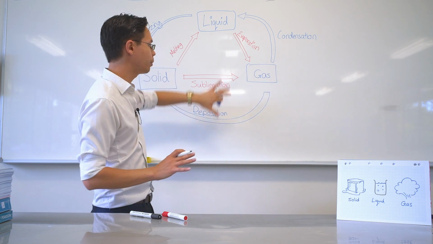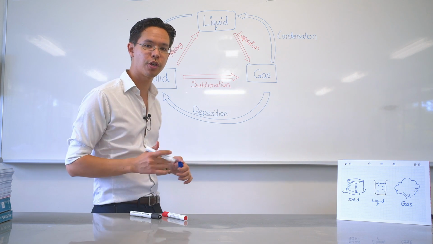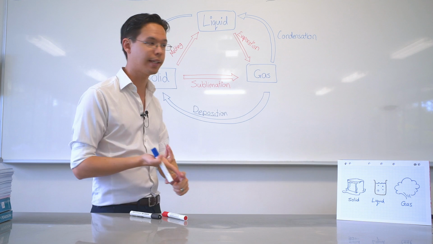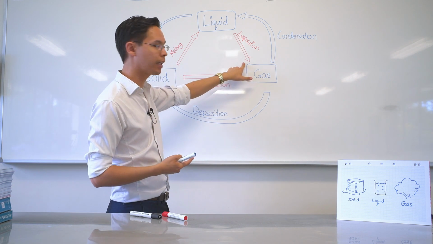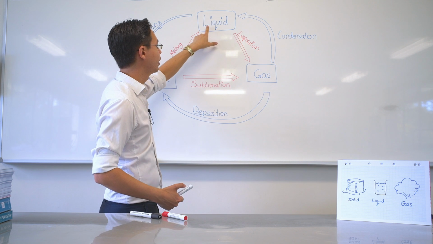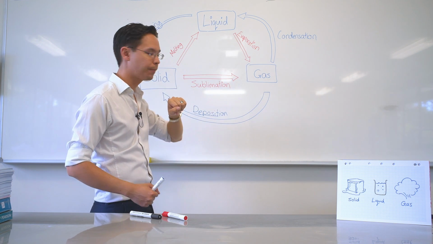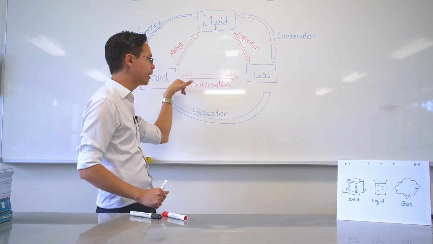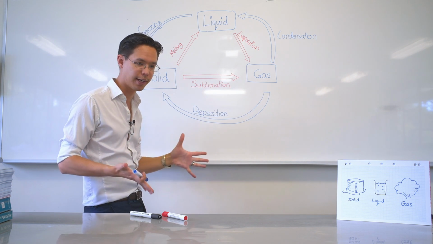So that's the physical states and how they can change from one to the next by either adding heat or removing heat. I've drawn my arrows in red to indicate what happens when you add heat. So solid plus heat gives you liquid, liquid plus more heat you get your gas, or in some cases, solid can be heated up to turn straight away into gas.